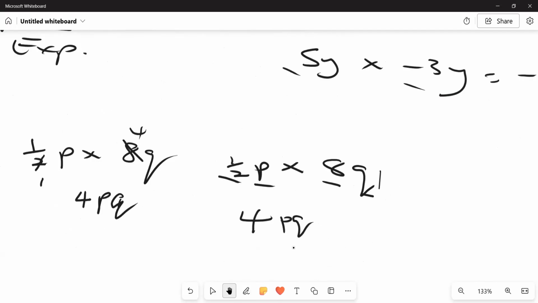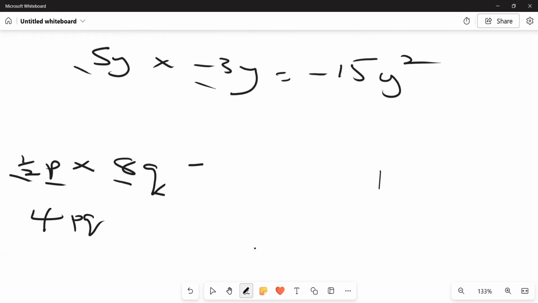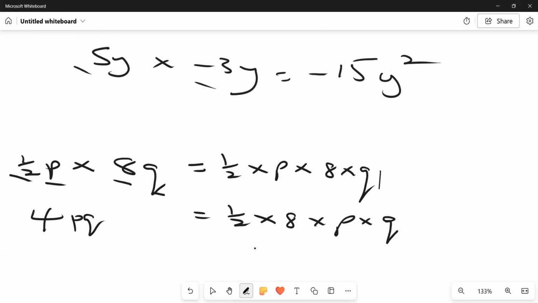Let me write this out. This is like half multiplied by p multiplied by 8 multiplied by q. It's another way of writing it. If you want to put the pure numbers together, you put half by 8 multiplied by p multiplied by q. You can do that too. Half by 8 is 4. P by q is pq. You don't have to write out all the multiplication signs.